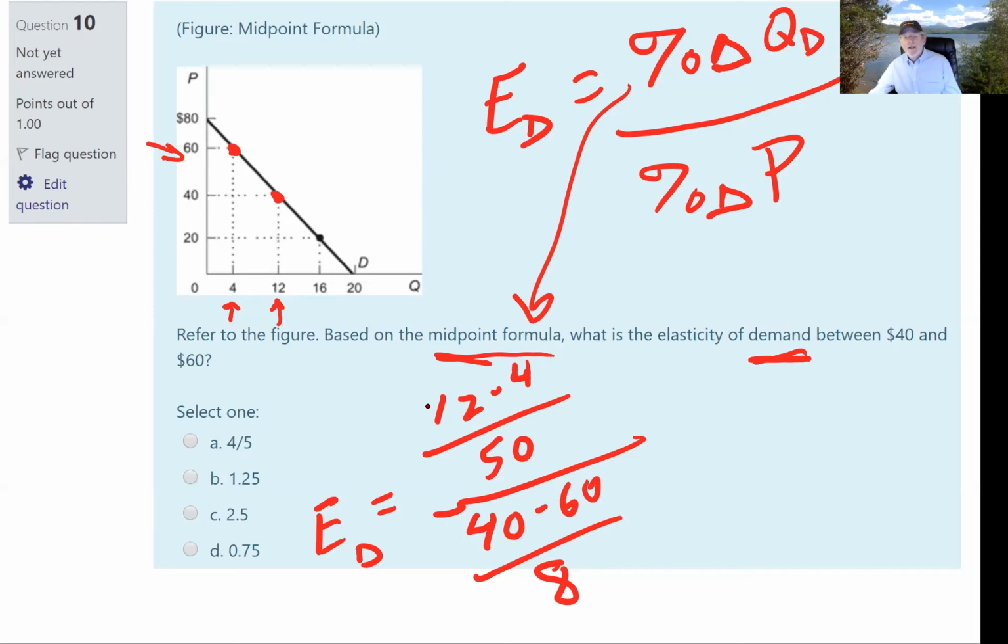The mistake is, the numerator is the percent change in quantity demanded. The denominator is the percent change in price. I found the change in quantity. What should I have divided by here? Okay. Not 50, that's the price. I should have divided by the quantity that was the midpoint between 4 and 12, which would have been 8.